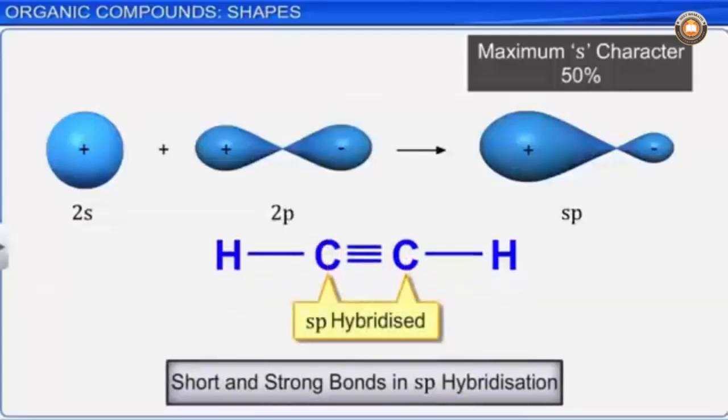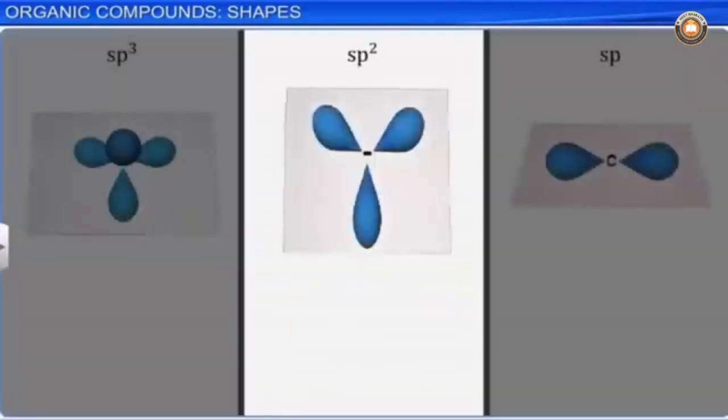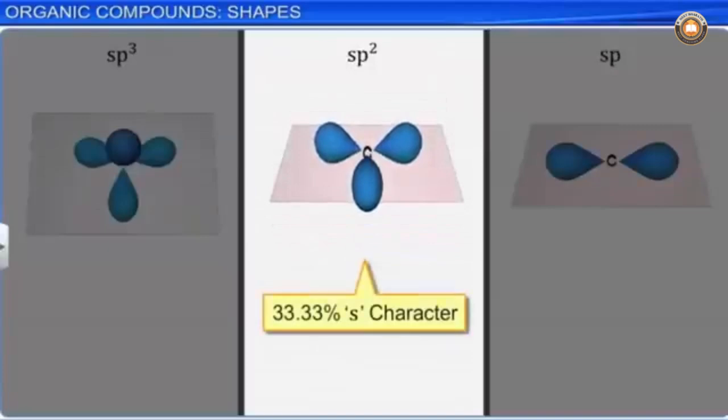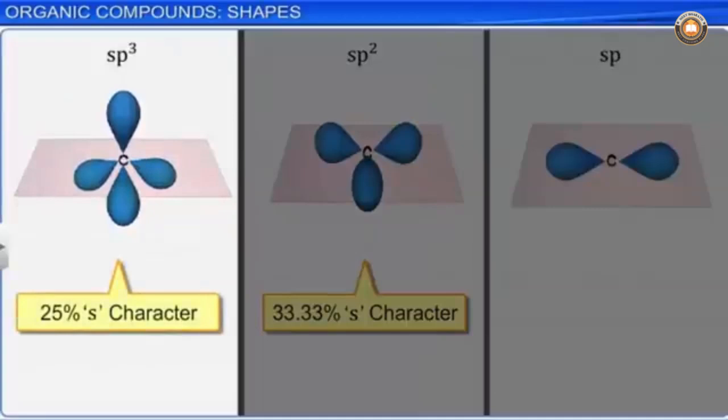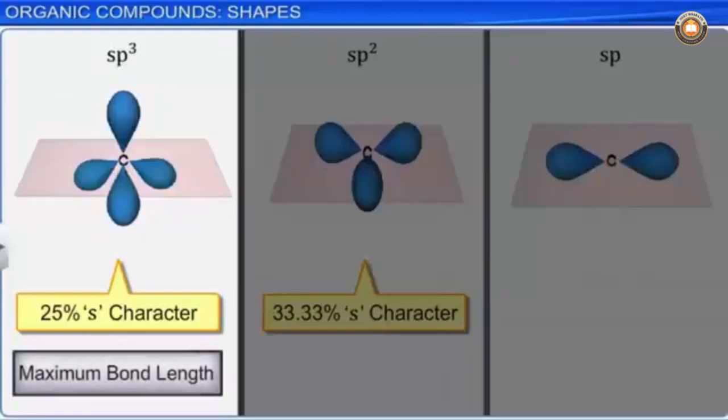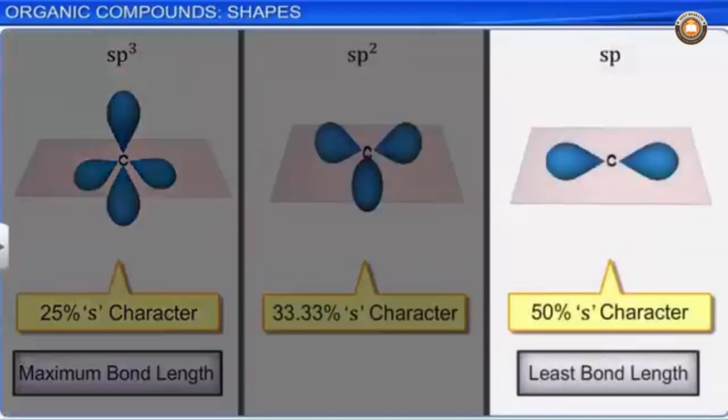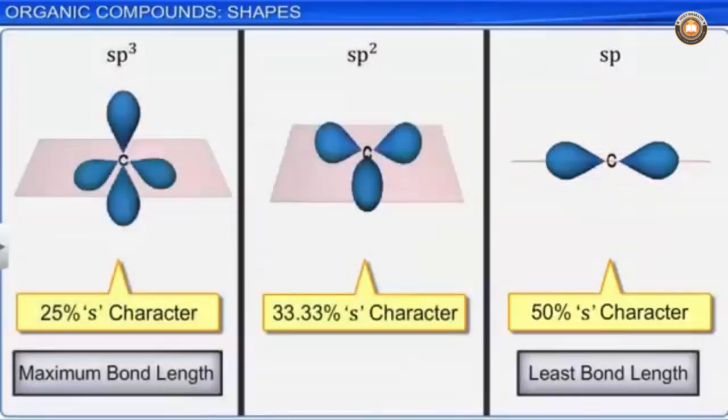In sp2 hybrid orbital, the s character is 33.3%, and in sp3 hybrid orbital, the s character is only 25%. Hence, the bond length is more in case of the bonds formed by sp3 than sp2 hybrid orbitals, and least in case of the bonds formed by sp hybrid orbitals. In sp2 hybrid orbitals, the s character lies between sp3 and sp hybrid orbitals. Hence, its bond strength and bond length is intermediate between them.